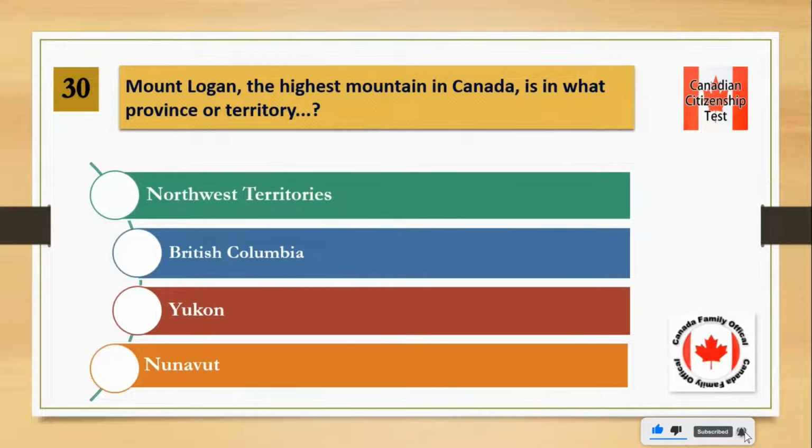Mount Logan, the highest mountain in Canada, is in what province or territory? Number 1, Northwest Territories. Number 2, British Columbia. Number 3, Yukon. Number 4, Nunavut. And the answer is Yukon.